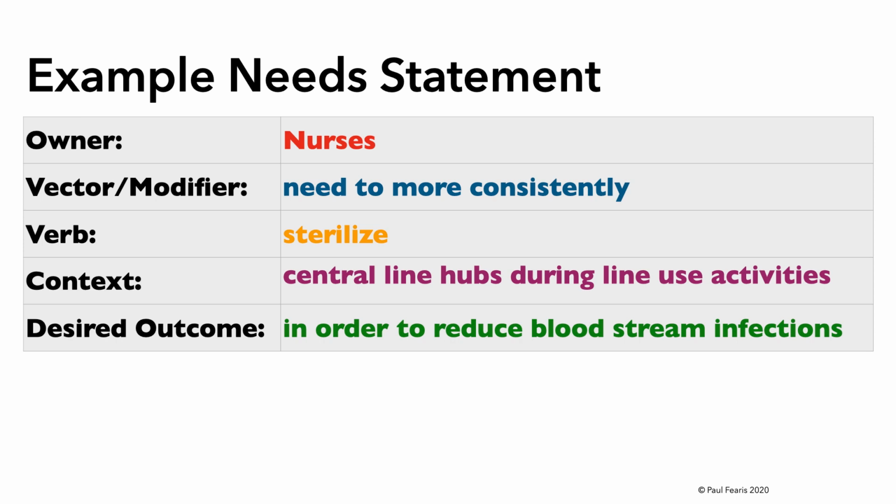And then there's some context around the what and the why, and then a desired outcome in order to reduce bloodstream infections. And it could be bloodstream infections in ICU patients or in all patients. You could narrow the scope that way. So that's a medical example.